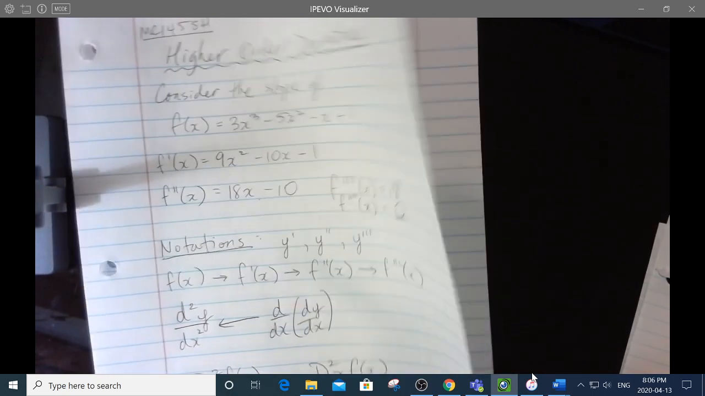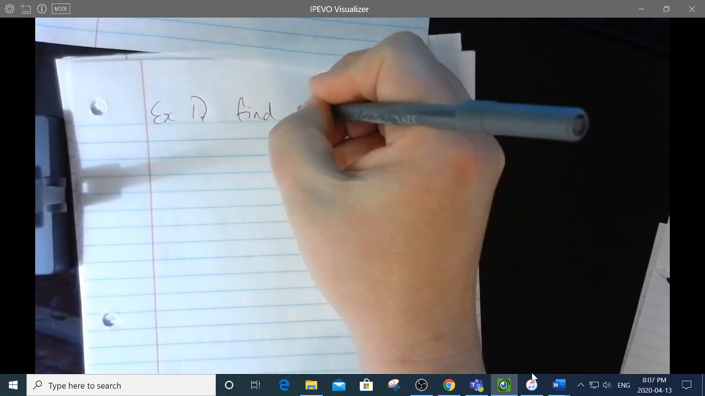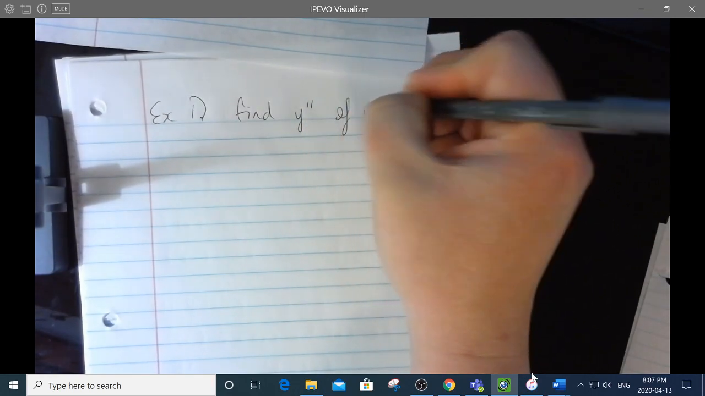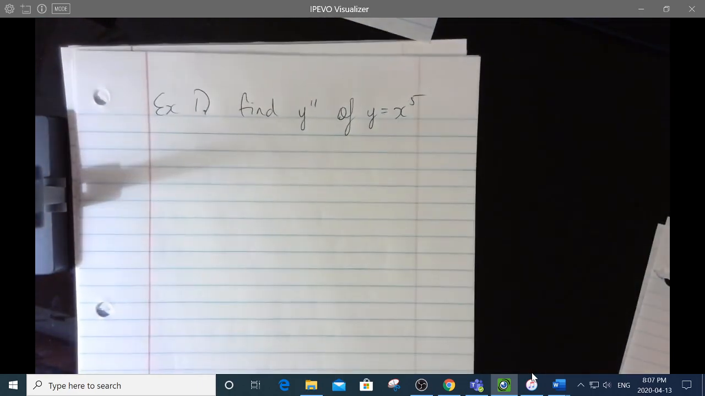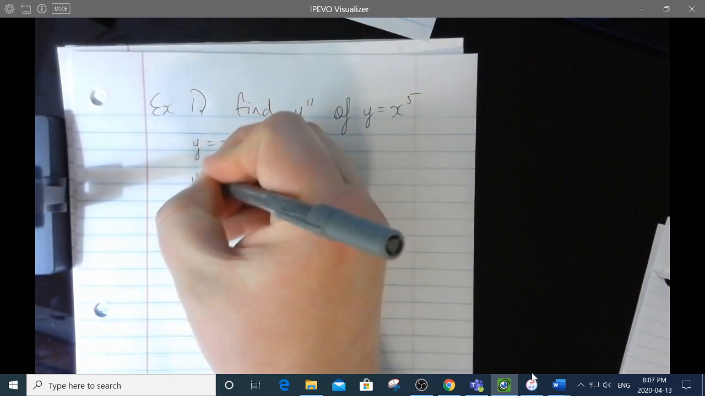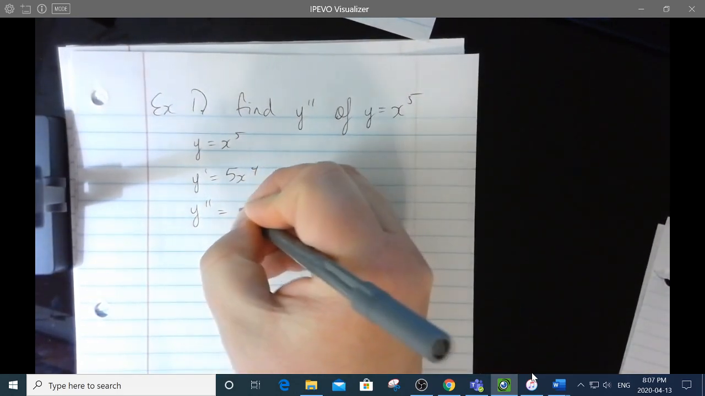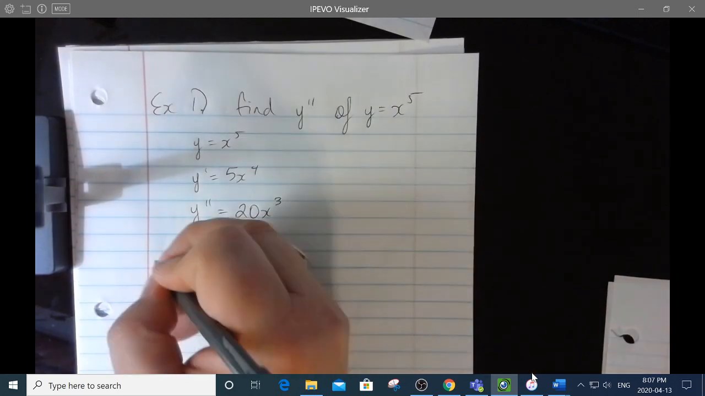So, let's do some examples. It'll make more sense. Example 1 of our fancy new stuff is, let's find y double prime of y equals x to the 5. Let's try this one. All right, so y equals x to the 5. So that means y prime equals 5x to the 4, which means y double prime is 20x cubed. All right, pretty easy, eh?